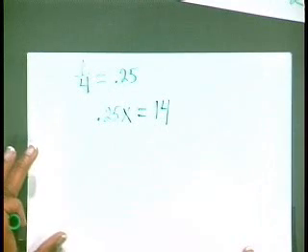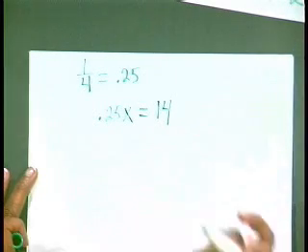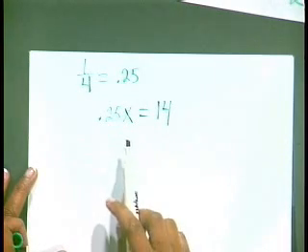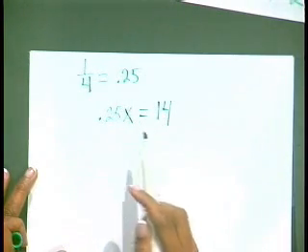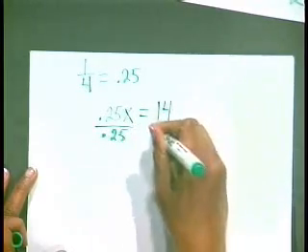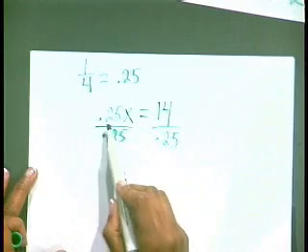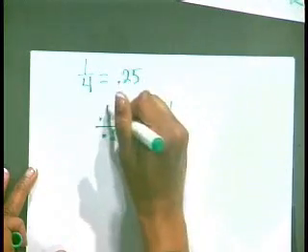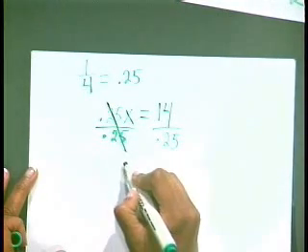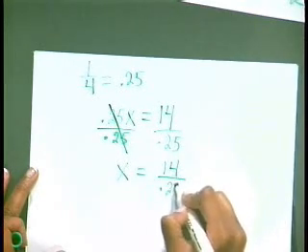Now we have a one-step equation. In order to solve for x, I'm going to do the inverse or opposite operation. The opposite of multiplication is division. So in order to get the variable x all by itself on one side of the equation, we're going to divide each side of the equation by 25 hundredths. On the left-hand side, 25 hundredths divided by 25 hundredths cancel, so my coefficients cancel. Now I'm left with x equals 14 divided by 25 hundredths.